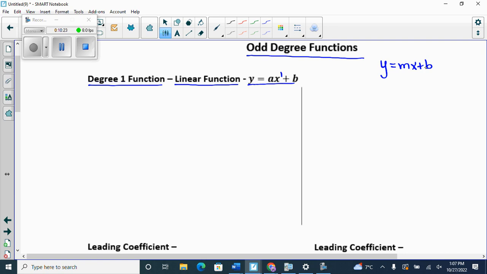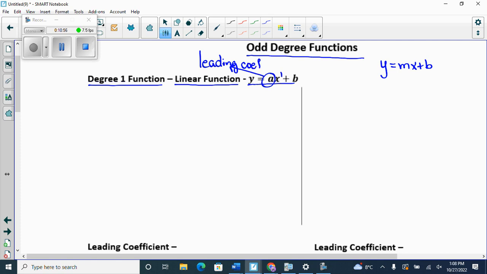Do you remember what the m was of the equation? The slope. Your m is your slope, right? So it's going to tell you if it's going up to the right, if it's a positive slope, or down to the right if it's a negative slope, right? Remember, negative slopes went downwards to the right and positive slopes went upwards? So what this actually is, is called your leading coefficient.